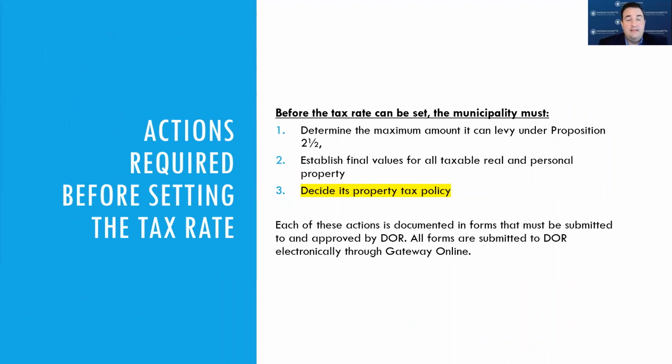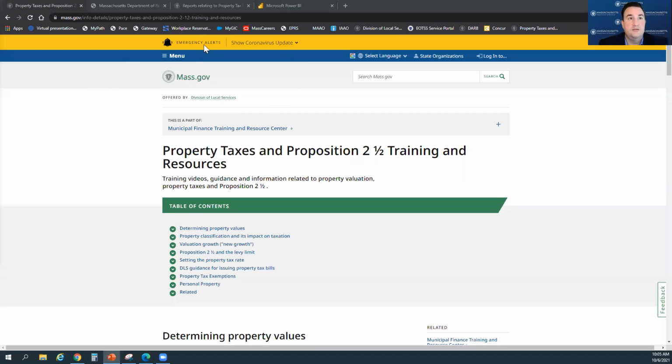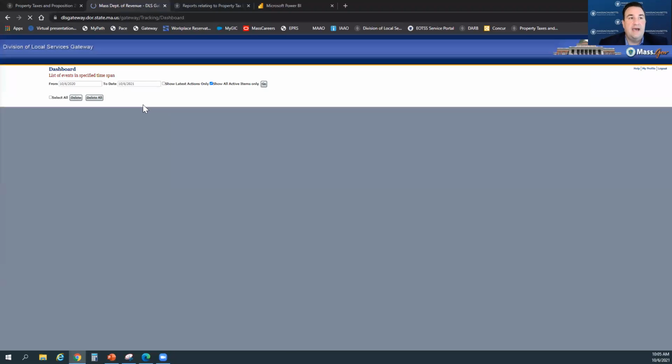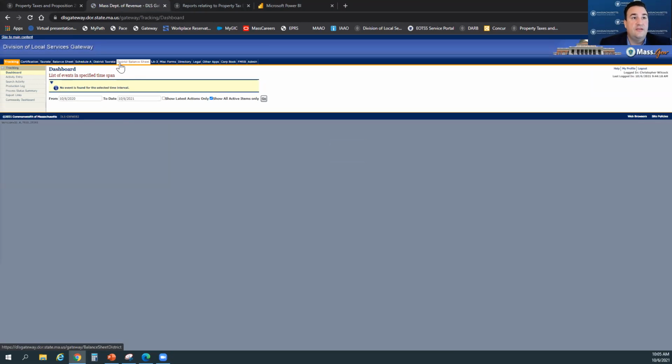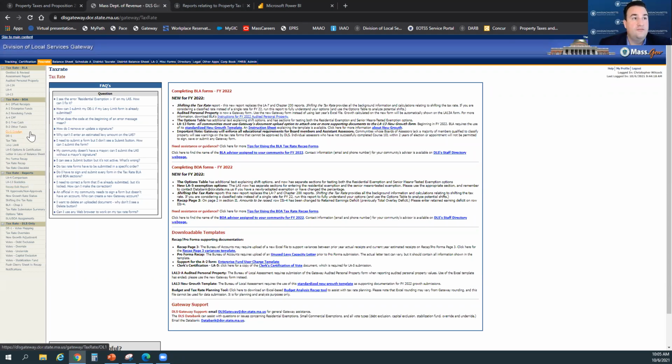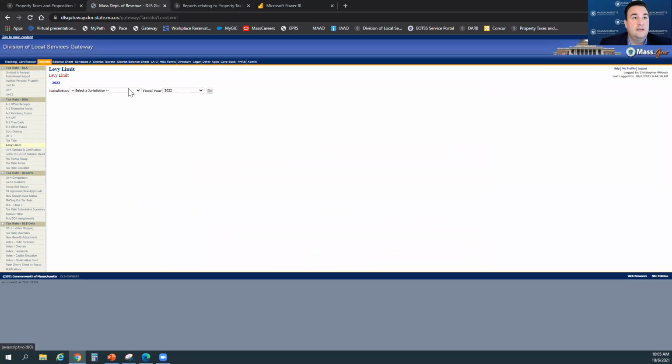Okay, so before we get into the actual classification hearing, there's actions required before you set the tax rate. So before the tax rate is set, what you'll have to do is determine the maximum amount that a levy can be under Prop 2.5. What I'm going to do now is just kind of take you into the gateway. And I'll be bouncing back from the actual presentation itself into gateway just to show you where things are on your system. So if you look under the tax rate, there's actually a levy limit.